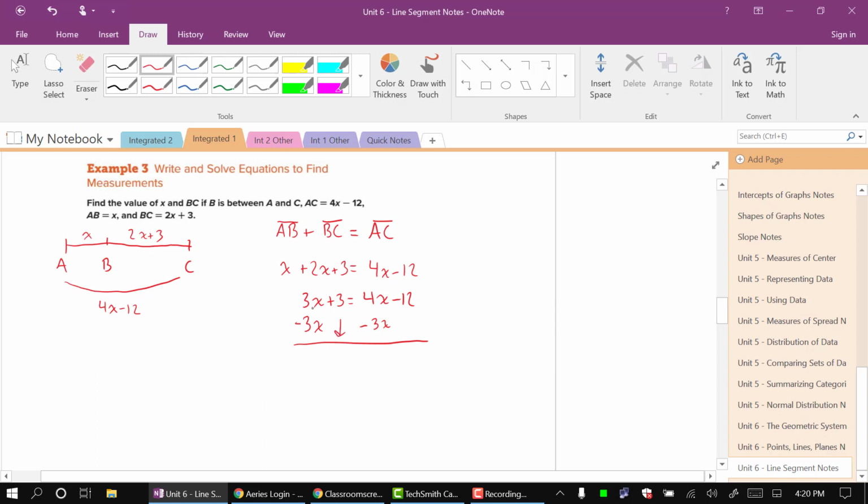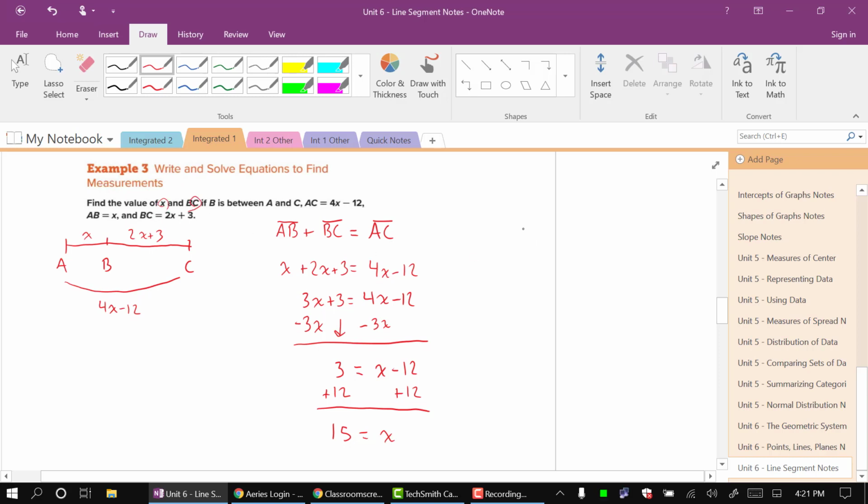That gives me a 0 right here, which is what I wanted. So that's 3 equals x minus 12. I want to get x by itself, so I'm going to add 12 to both sides, plus 12. So I get 15 equals x. So I found x. Now I want to find BC.